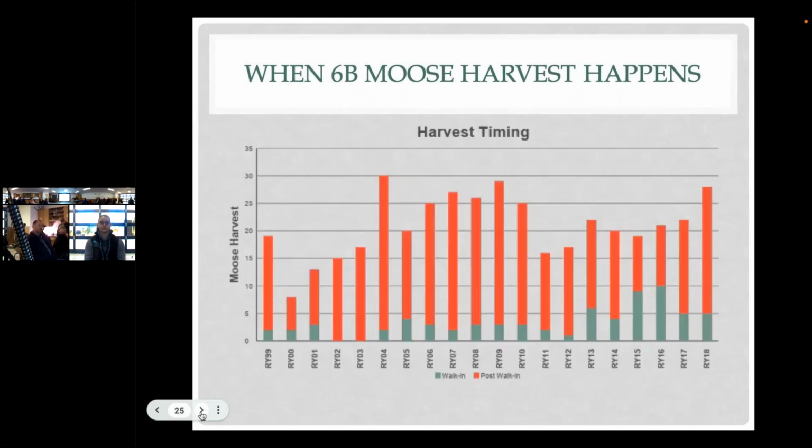And then also people want to know about the walk-in period and who's utilizing the walk-in period and how many moose are being taken in that time frame. You can see that in most years, less than 5 moose are taken during the walk-in period, and the rest happens after the walk-in period is over. But we did have some big years here where about 50% of the harvest happened during the walk-in period, and that got people really talking about how the walk-in period is affecting them, either positively or negatively. So I threw this graph in again because I knew I'd get a question, and there it is.